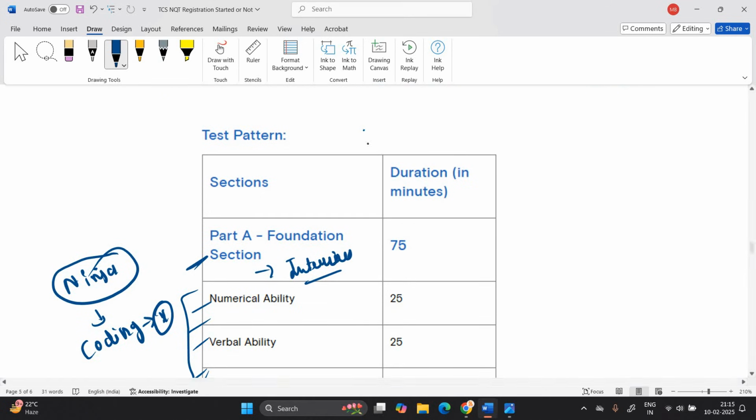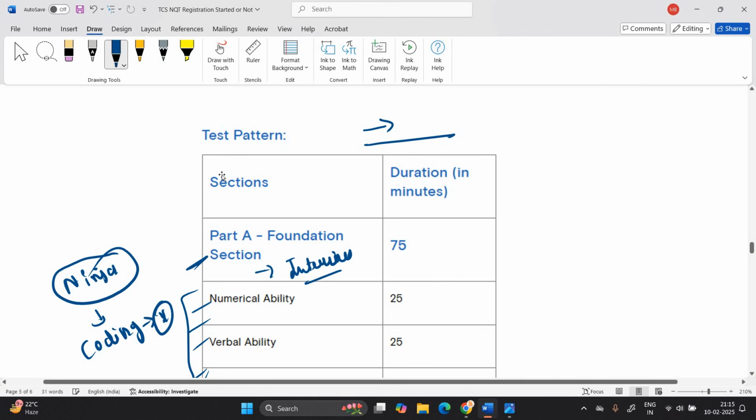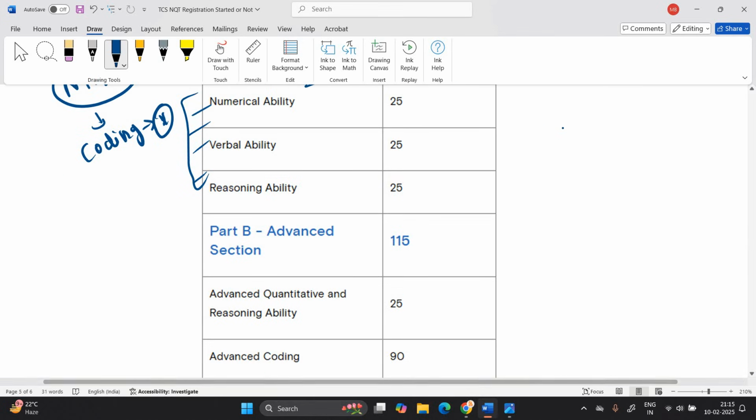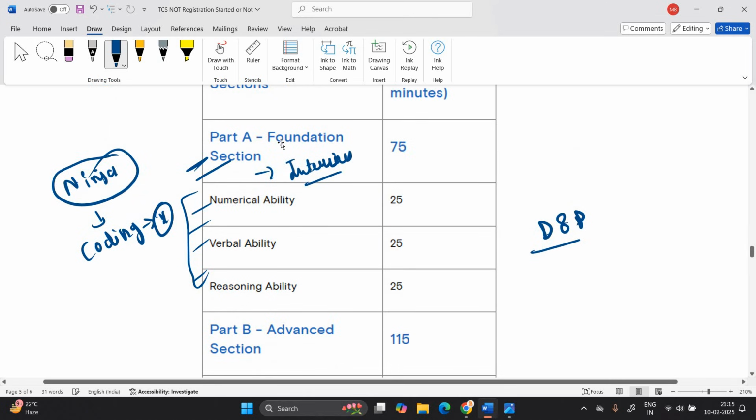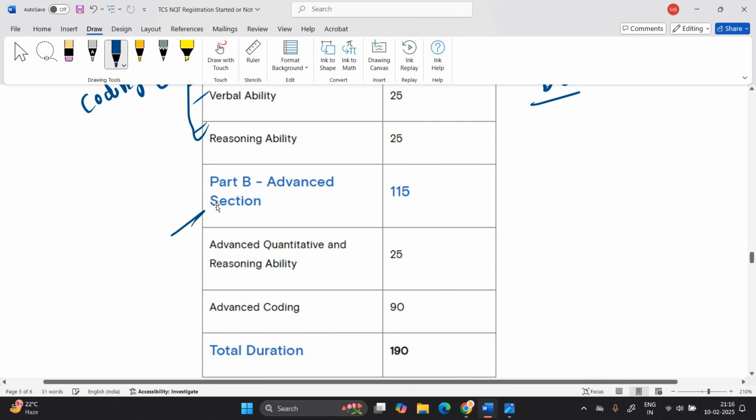But the thing is, you are from a technical background, okay. You are from CS/IT branch, you are from other branches as well. You are focusing on the Digital and the Prime opportunity. So you have to clear the Foundation section as well, and you have to clear the Advanced section as well.